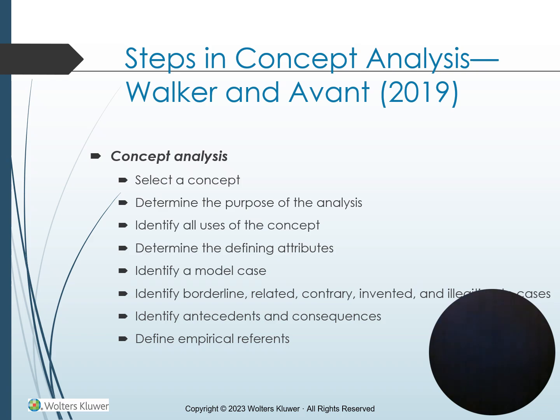You identify a model case that demonstrates that concept. You identify borderline, related, contrary, invented, or illegal uses of it. You identify antecedents and consequences related to the concept. And then you define the empirical reference. So this is the systematic step process according to Walker and Avant when it comes down to concept analysis.